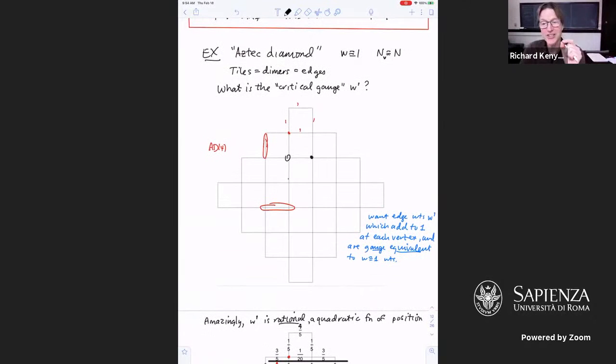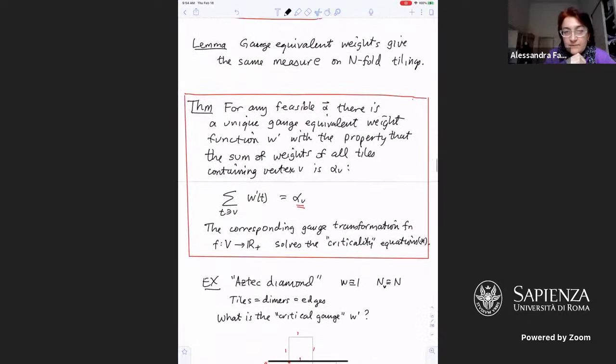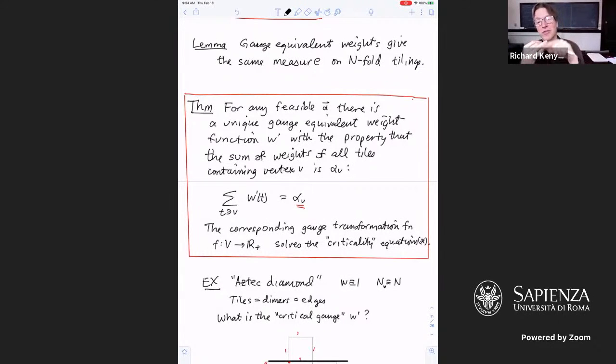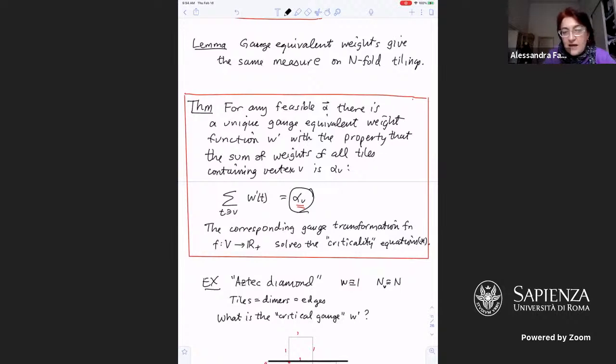The criticality condition says that, on the one hand, you're gauge equivalent to the original weights. This is the statement of the theorem. You're gauge equivalent to this, and this statement of the theorem is essentially equivalent to criticality. The sum of the weights of the tiles containing each vertex is the desired constant alpha.